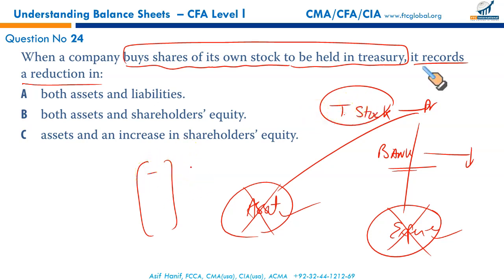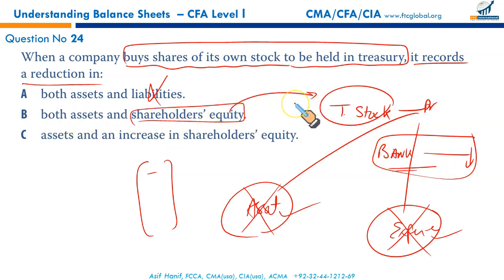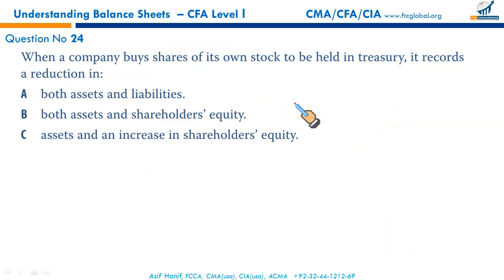Right? So how is it recorded? Both asset and liability? It does affect our asset. Asset is reduced, but it is not a liability. Both assets, yes, asset is reduced, and it is reported as a negative item in shareholder equity. That's the right option. B is the right option.